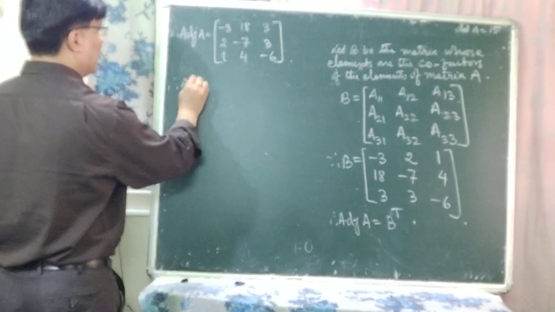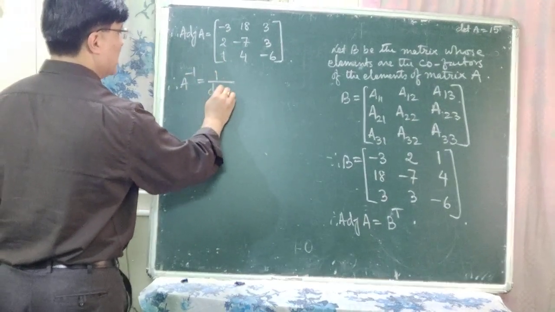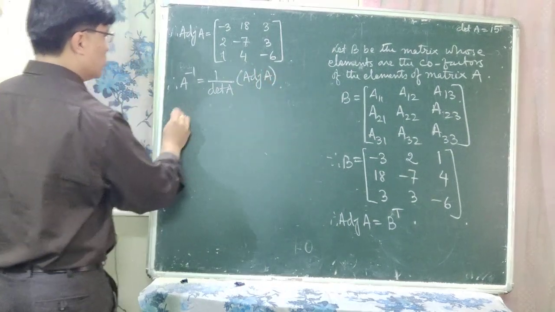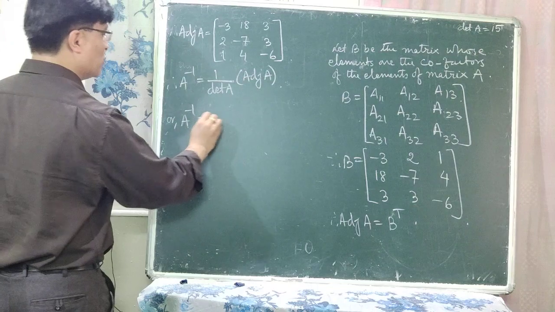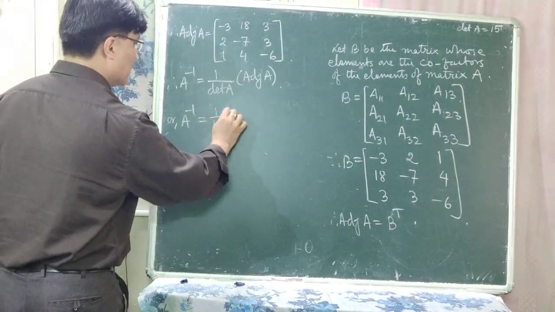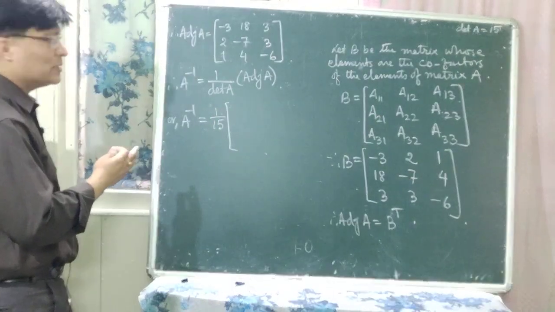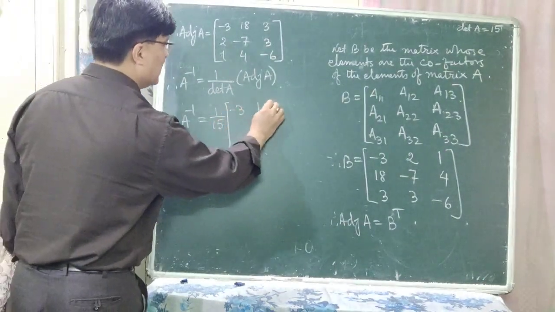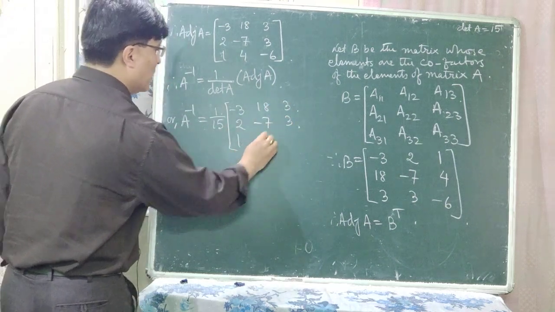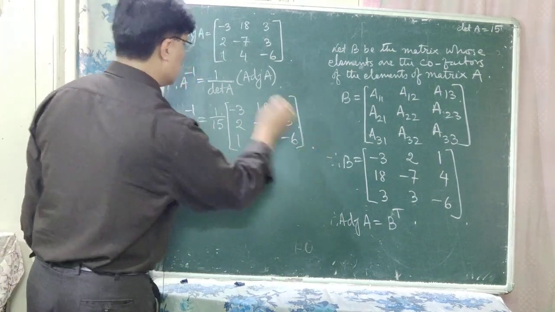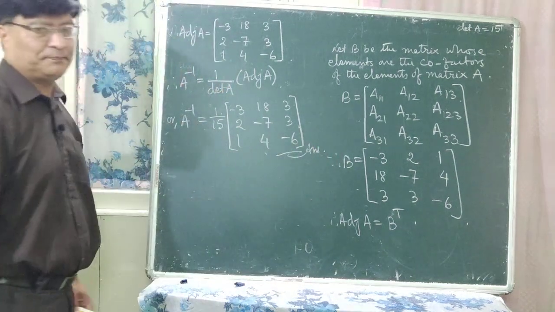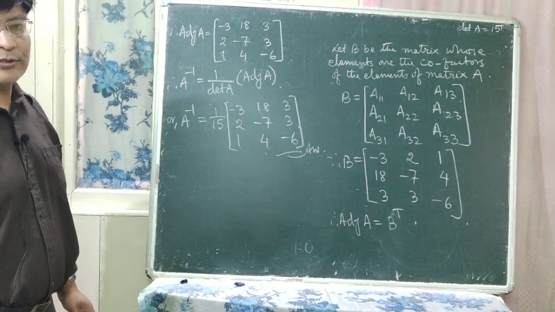So what is the formula for A inverse? It is 1 upon det A into adj A, right? So A inverse is equal to, what is 1 upon det A? It is 1 upon 15, right? And what is adj A? You can copy it. -3, 18, 3. Next 2, -7, 3. And 1, 4, -6. So this is A inverse. So this is the answer for the first part. So I think you have understood it.